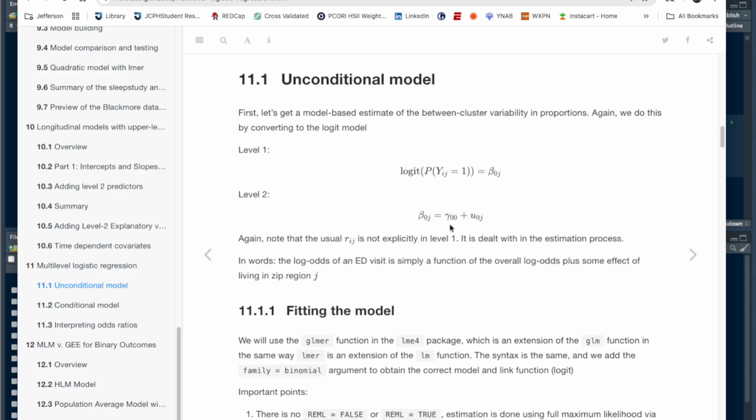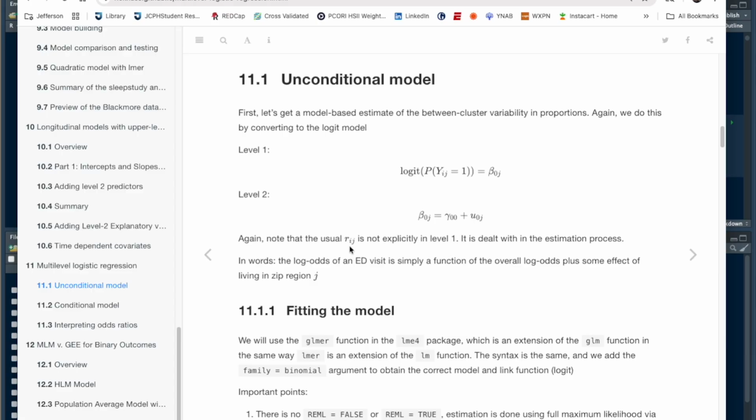And then since it's unconditional at level 2, again, we just account for that variation. Note that we don't have the usual level 1 random effect explicitly here. It's dealt with in the estimation process, but it's not going to be reported in the same way, and that's a consequence of it being a generalized linear model, because the error now is not a normally distributed variable. In this case, the error is binomial, because that's what the outcome is.